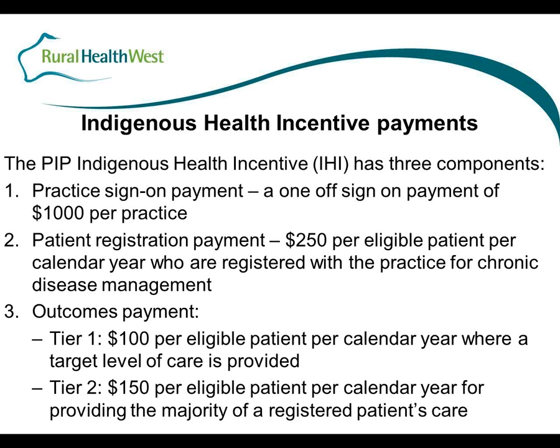Indigenous Health Incentive payments have three components. The practice sign-on payment, which is a one-off payment of $1,000 per practice. The patient registration payment, which is $250 per eligible patient per calendar year for a patient who is registered with the practice for their chronic disease management. And an outcomes payment, which is split into two tiers of $100 per eligible patient per calendar year, where a target level of care is provided, and the second tier, which is $150 per eligible patient per calendar year for providing the majority of a registered patient's care.